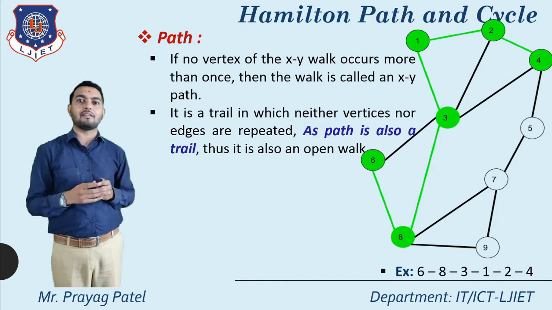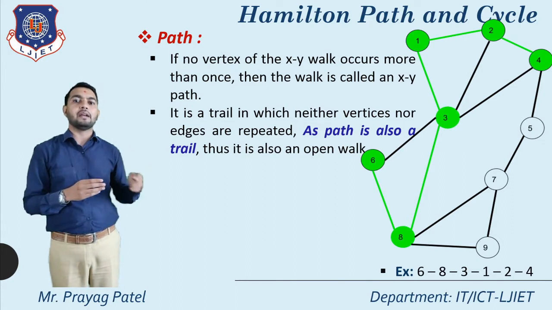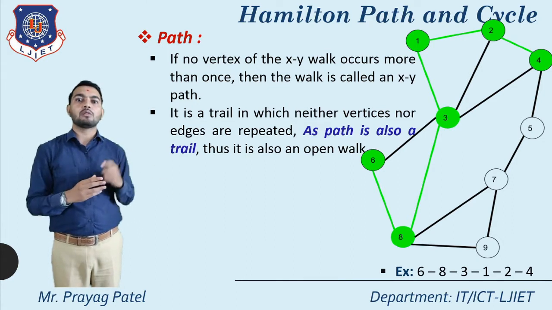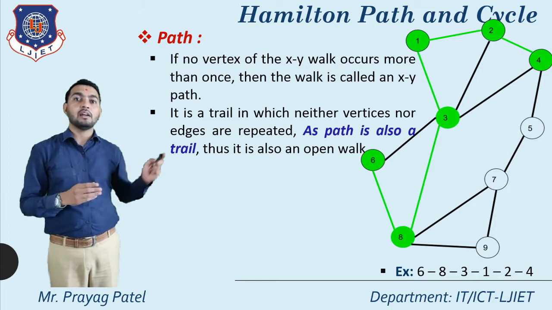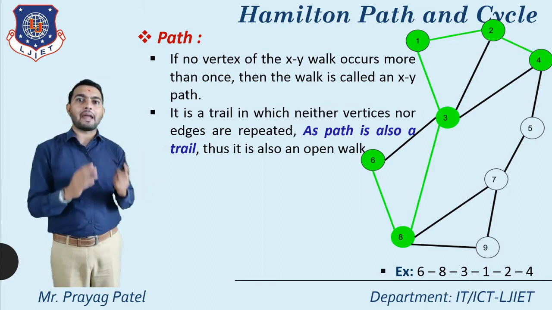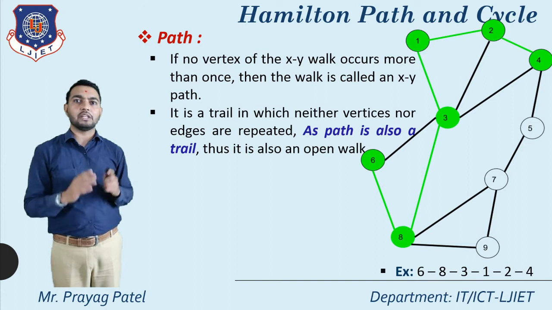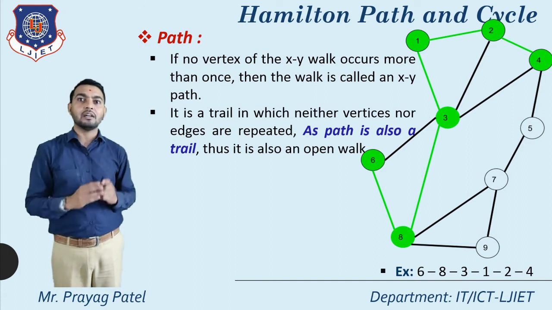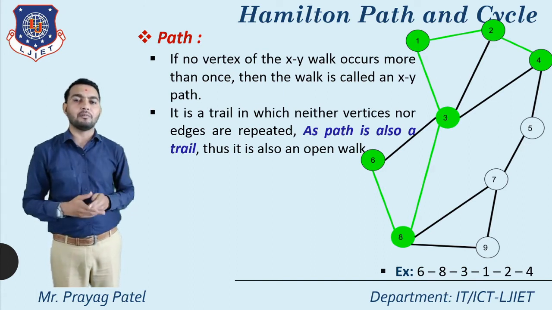Now here one path is available: 6 to 8, 8 to 3, 3 to 1, 1 to 2, and 2 to 4. So here we do not cover the nodes 5, 7 and 9. So this is considered a path, not a Hamilton path.